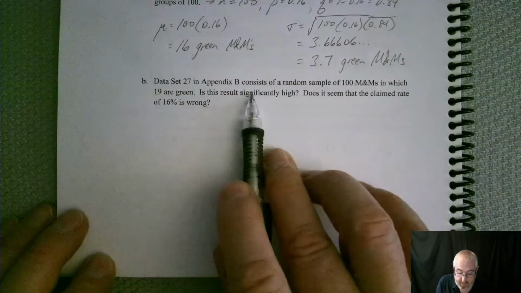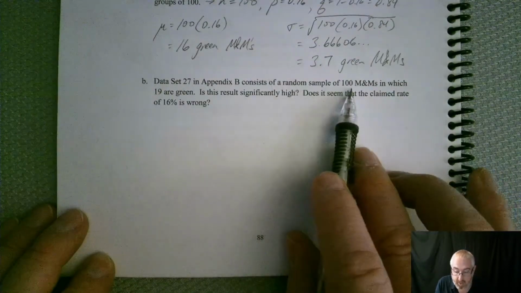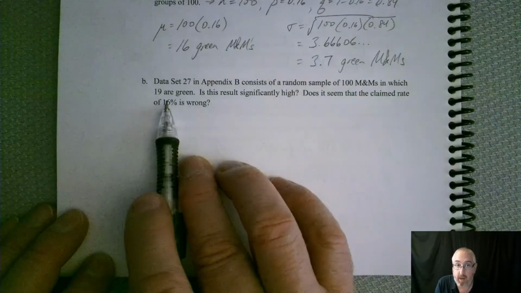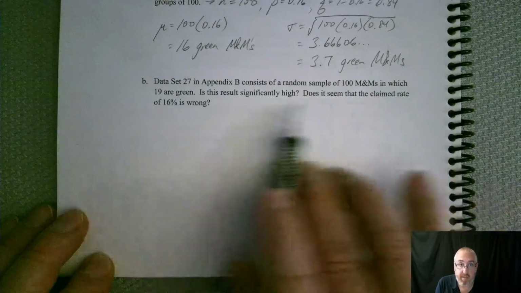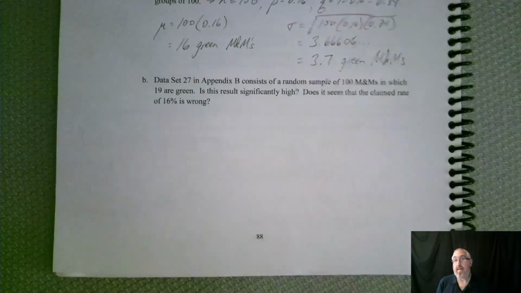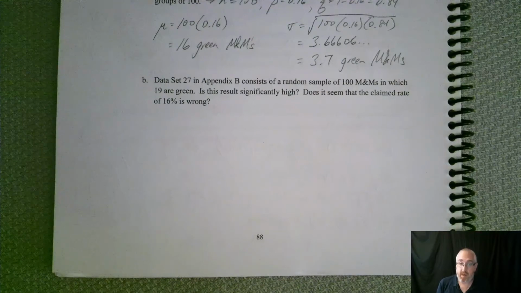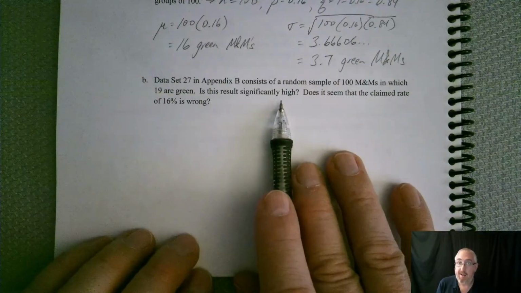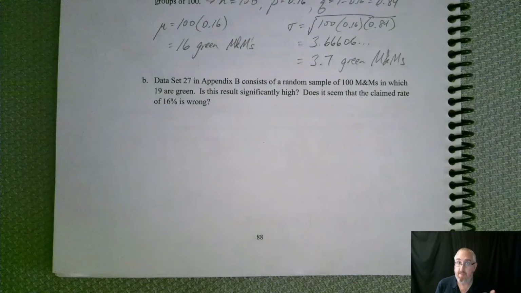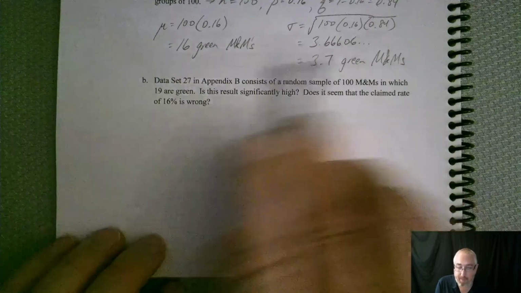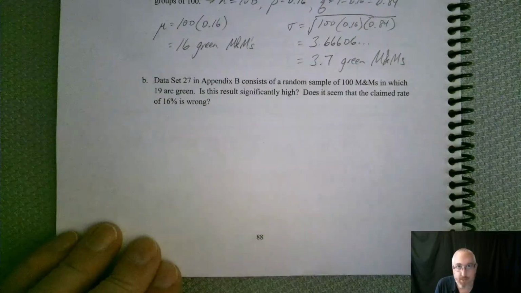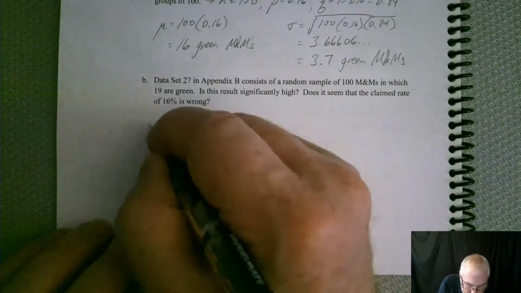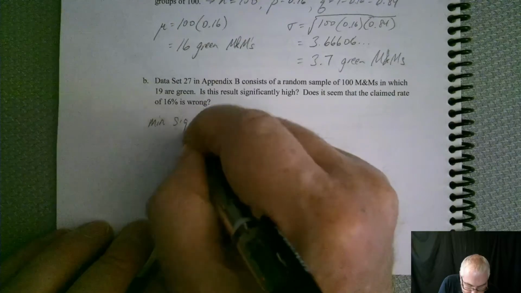Data set 27 in Appendix B consists of a random sample of 100 M&Ms in which 19 are green. Is this result significantly high? Does it seem that the claimed rate of 16% is wrong? Well, if we're looking at significantly high, it'd be nice to have some cutoffs, right? Now remember, we can use probabilities, but it's a little bit clunky, and we got this nice information right here. Let's use the range rule of thumb instead. So let's get our min and max significant values.